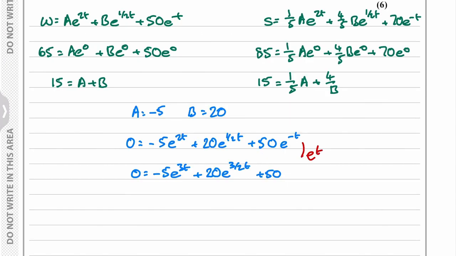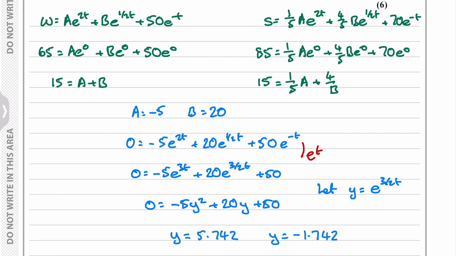Now can you see that we have a quadratic where this power is double this power? So if we let y, or any variable, equal e to the 3 over 2t, we can rewrite this as 0 equals negative 5y squared plus 20y plus 50. And then we can solve this using our calculators. And we know it can't be this value of y because this cannot be negative. So we'll eliminate this solution. So 5.742 will be equal to e to the 3 over 2t.